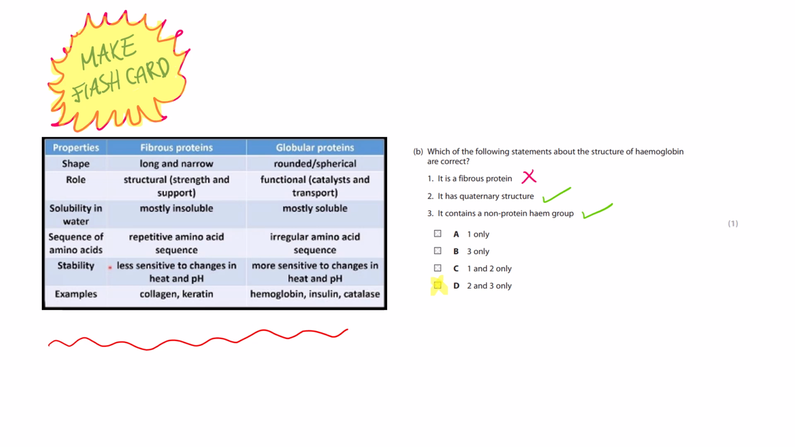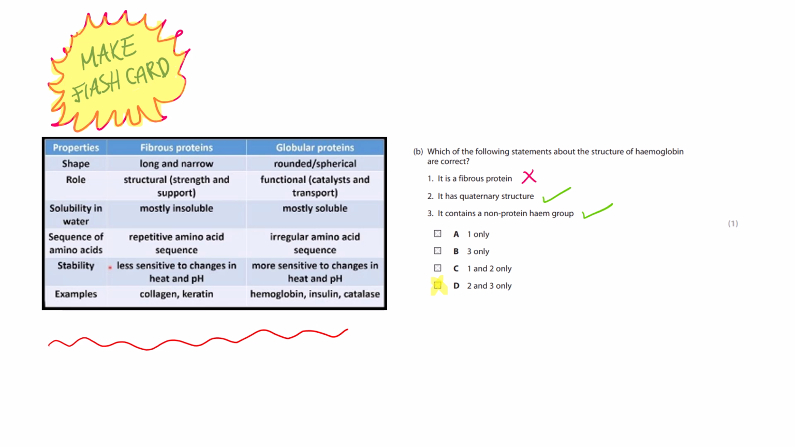Okay, so which of the following statements about the structure of hemoglobin are correct? So it is a fibrous protein. No, that is wrong, because an example of fibrous protein is collagen and keratin. Now, these are things found in your skin and in your hair and in your nails, okay? Fibrous proteins are usually long and narrow, and they're mostly insoluble. They are also less sensitive to changes in heat and pH, okay? So fibrous proteins are like stronger, okay?